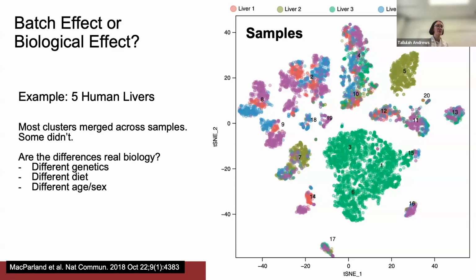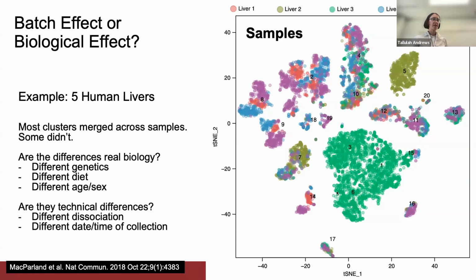Right, so the differences could be real biology. Could be different genetics between different people, different diet, different age, different sex. Or it could be a technical effect. These are from human samples. They were dissociated on different days by different students across about 5 years. So also the reagents were different. So it could also be technical differences. And just by looking at our UMAP, we don't know which is which.